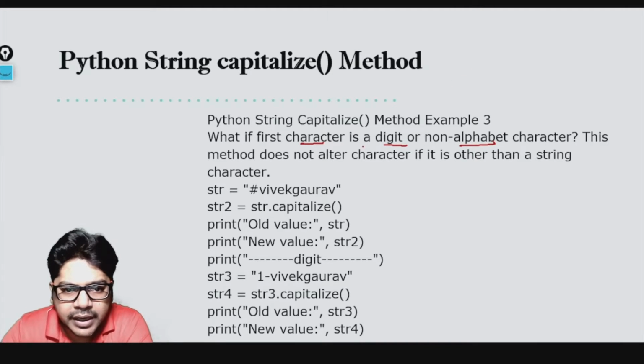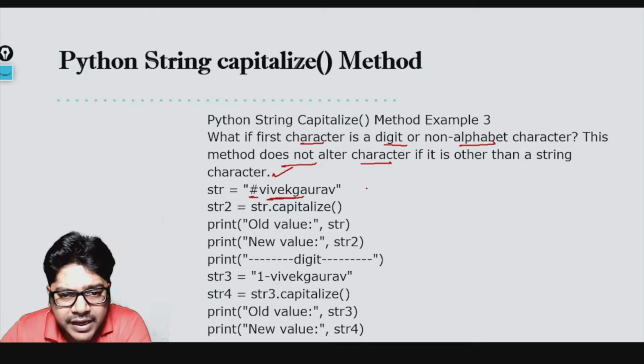You can have something like this, hash Vivek Gaurav. So what is it going to do? This method does not alter the character if it is other than an alphabet character. So if your first character is not a letter, it is not going to do anything. Have a look at this example. Str is equal to hash Vivek Gaurav. The first character is a hash, it is not a letter. And when we try str2 is equal to str dot capitalize, we are going to get the same output. Nothing different will be there.